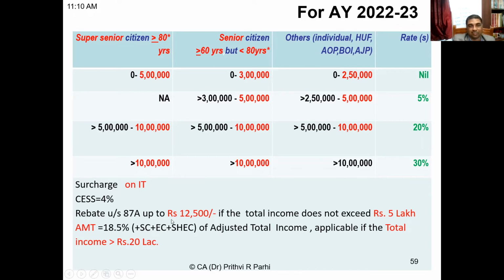Rebate under 87A of 12,500 rupees is allowed if the total income does not exceed 5 lakh. The moment it is 5 lakh and 1, the rebate will not be calculated under section 87A, because it is exceeding. When it does not exceed, that means up to 5 lakh rupees, this rebate is allowed. What is AMT? We'll be learning it.